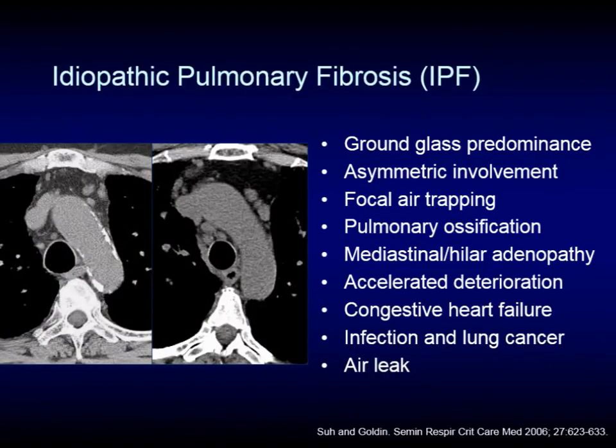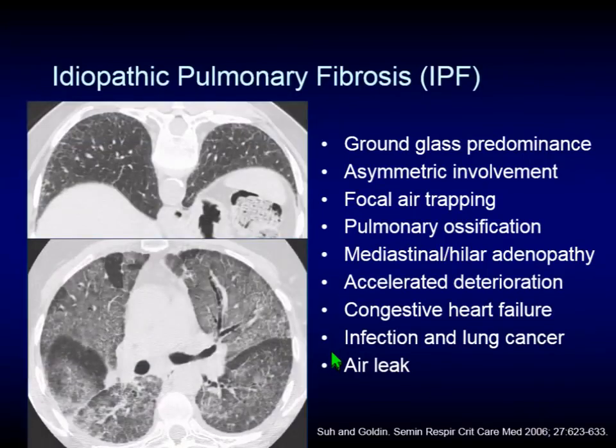In 90% or more, depending on which series you look at, those patients with IPF, UIP have what we call small to medium-sized lymph nodes, with short axis diameters of 1 to 2 centimeters, and again, it's a reactive phenomenon. And in about 10 to 15% of patients with IPF, you have an accelerated deterioration or exacerbation.